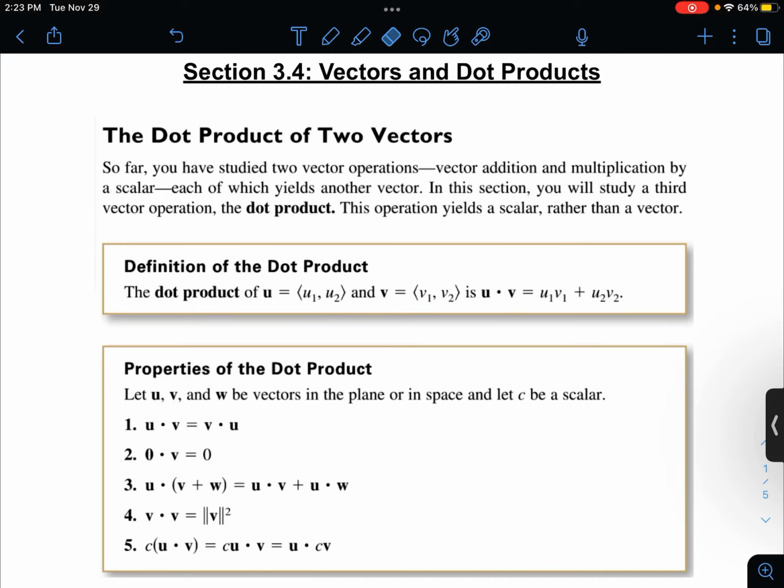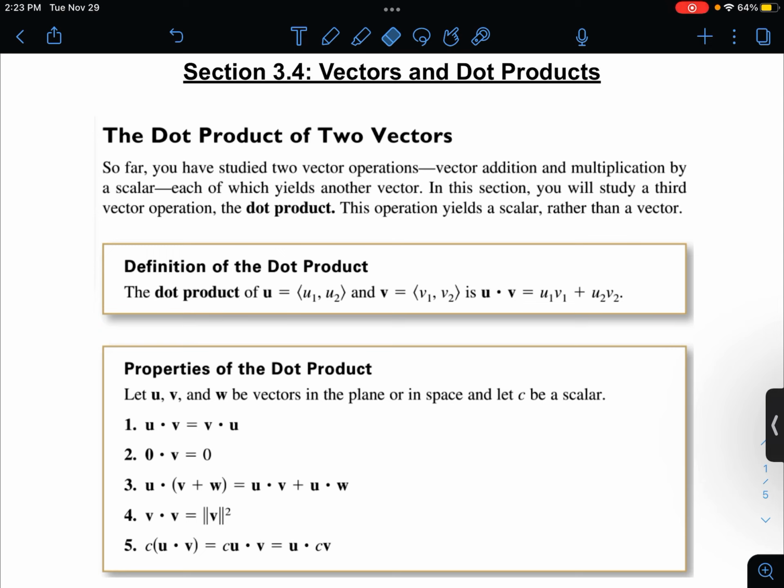Okay, here we have a short video about vectors and dot products. Previously, we talked about some of the operations that you can use with vectors. We can add them, we can subtract vectors, we can multiply vectors by a scalar multiple, but can we multiply a vector by another vector? And it turns out we can, and by this definition, this is what we're going to use.